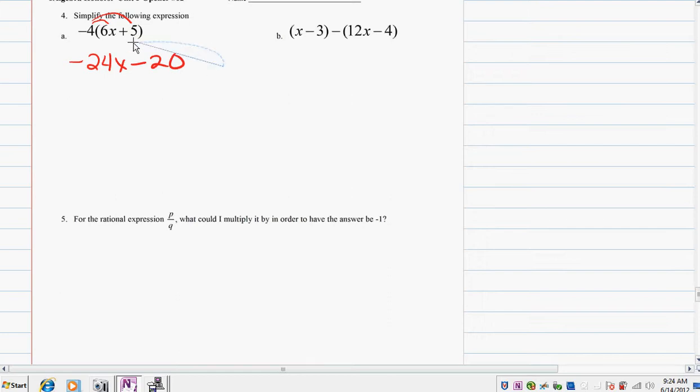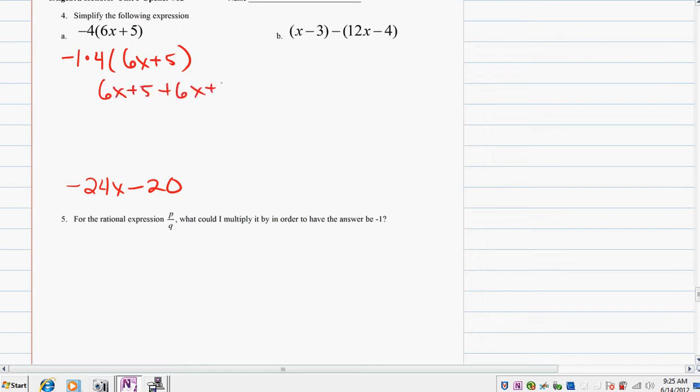You could also think of it like, well, we have negative 4, that we're adding each of these things negative 4 times. And so you could think of it like, well, it's the same as negative 1 times 4 times this thing, 6x plus 5. And so 4 times 6x plus 5, well, that's just 6x plus 5 plus 6x plus 5 plus 6x plus 5 plus 6x plus 5.